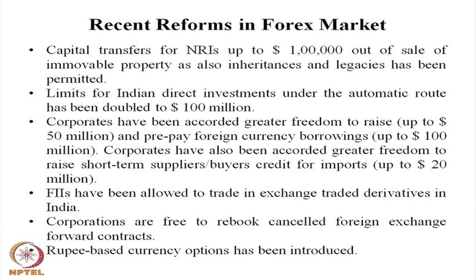The limit for Indian direct investment under the automatic route has been doubled to $100 million. Corporates have been accorded greater freedom to raise and prepay foreign currency borrowing, and also to raise short-term supplier and buyers' credit for imports. Similarly, FIs have been allowed to trade in exchange traded derivatives in India. Corporations are free to rebook and cancel foreign exchange forward contracts. Rupee-based currency option futures have been introduced, and interest rate currency swaps have been introduced recently.